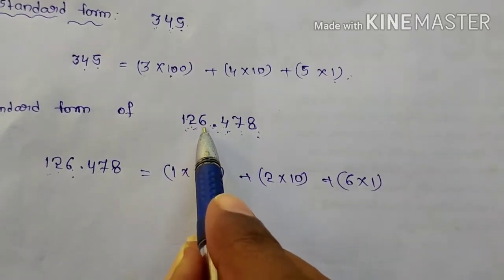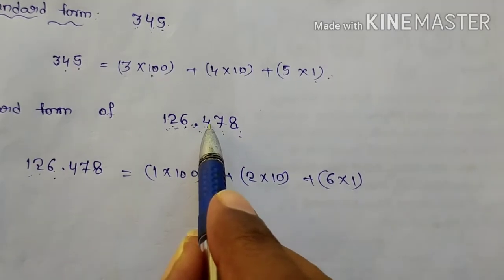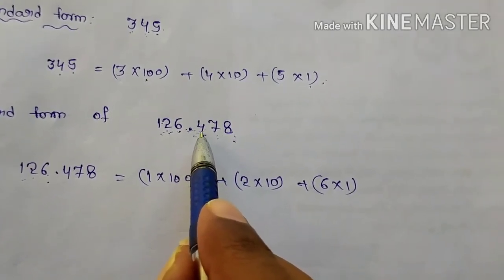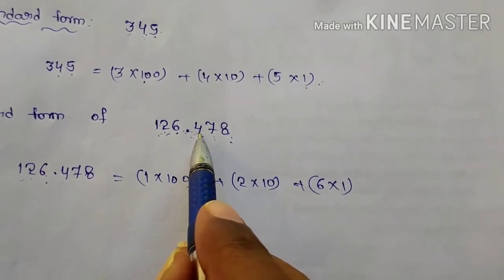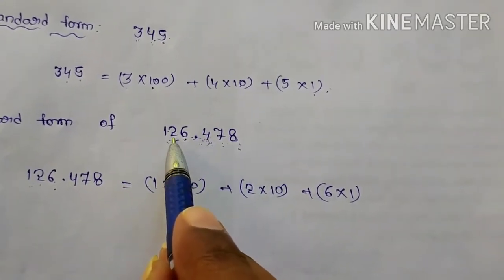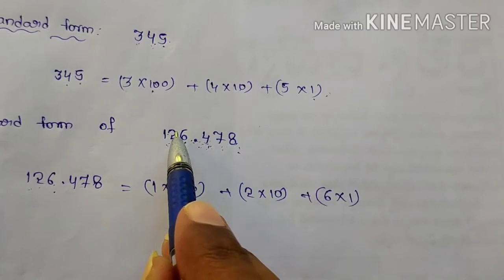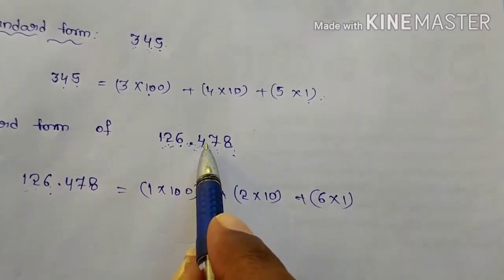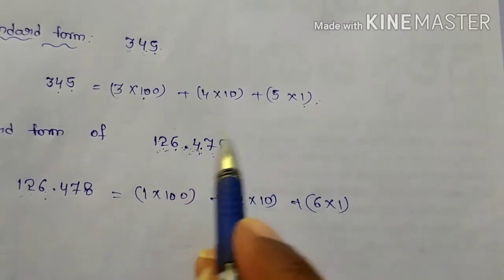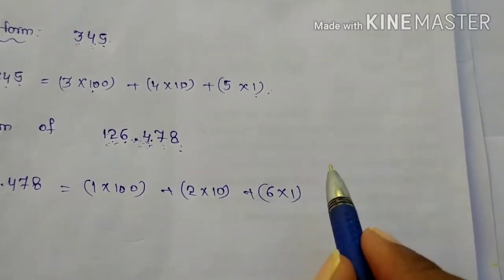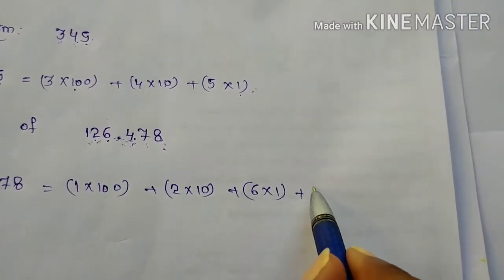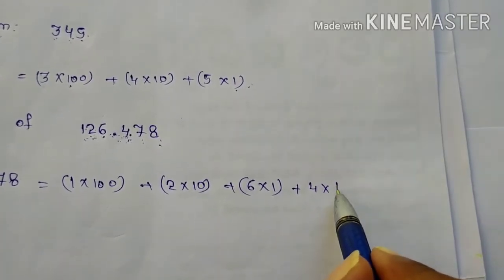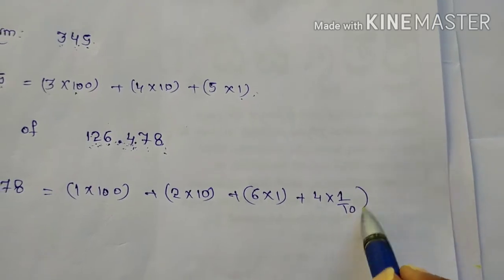How can you express the decimal part in standard form? Now you can see 0.4. That means it is the tenth place. You can observe here, 2 is the tens place, and 4 is the tenth place. So you can write plus 4 into a part of 1 only. That means you can write 1 by 10.